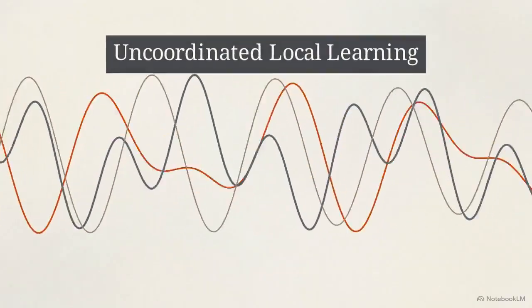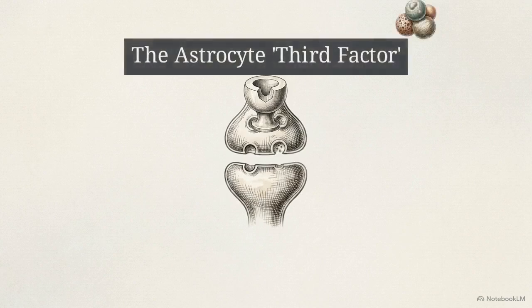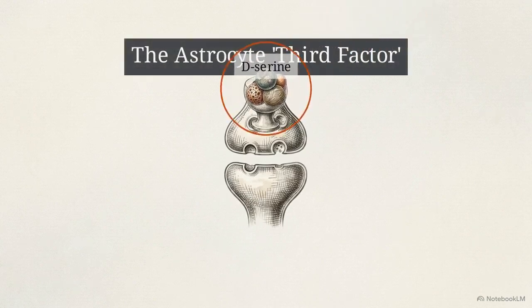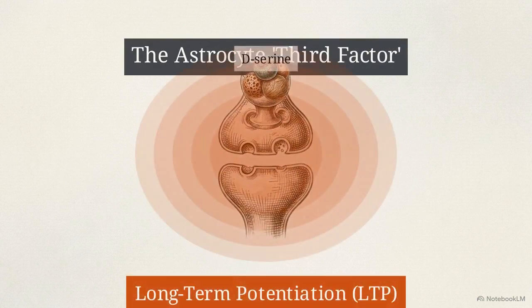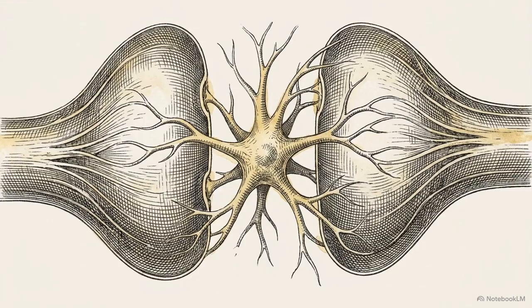The biological solution is the astrocyte third factor. In the brain, astrocytes release D-serine, acting as a mandatory co-agonist for synaptic change. Without it, local Hebbian learning simply doesn't happen. In this framework, astrocytes are not modulators, they are constitutive.